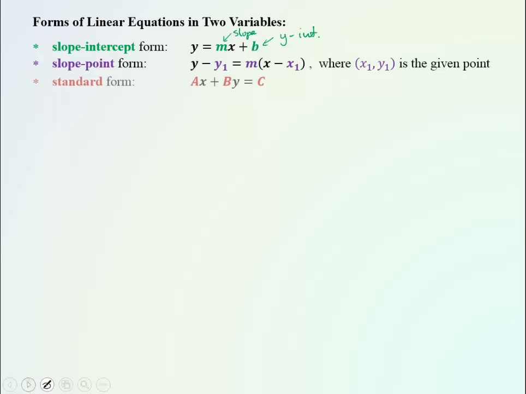Finally, standard form of the equation of a line. Any equation of a line can be written in the form ax plus by equals c. This is called standard form. So it's a good idea to be able to convert one form to the other whenever it's needed. Some special cases: a horizontal line can be written as y equals a constant, and a vertical line, x equals a constant.